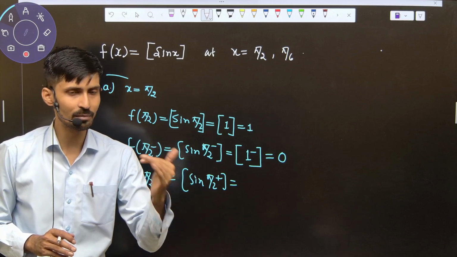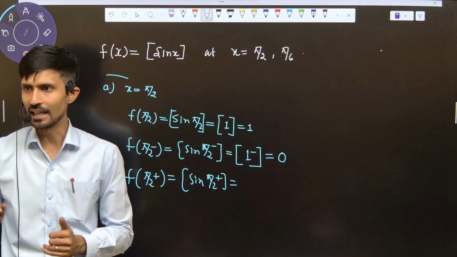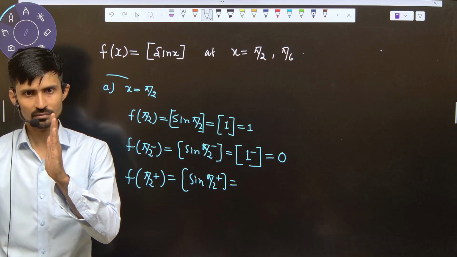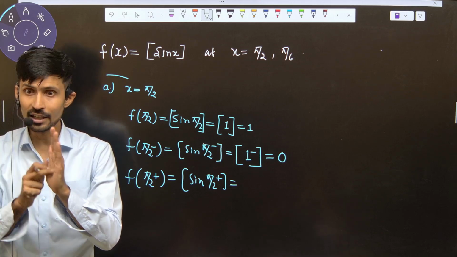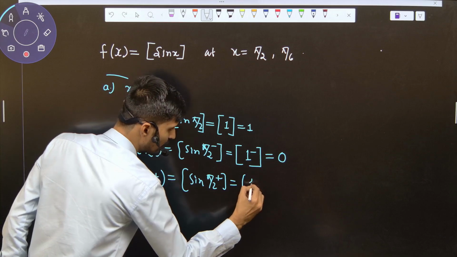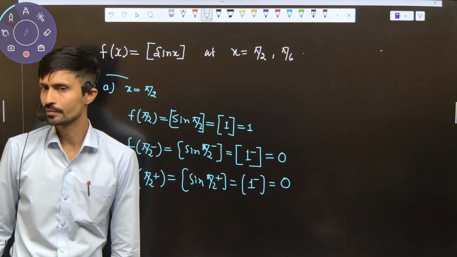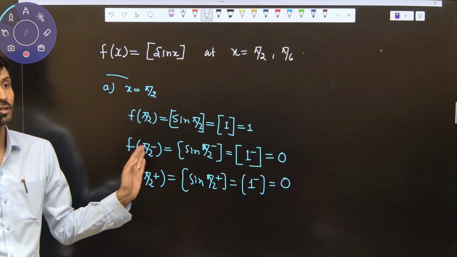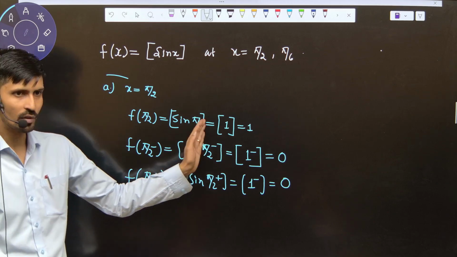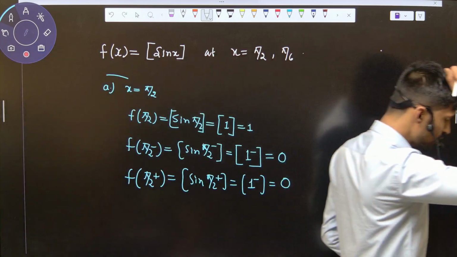How can a sine value be greater than 1? Sine value is less than 1, na? Minus 1 to 1, na? It means here also the sine value will be less than 1. That will be 1 minus and that will be 0. All three are equal? No. 0, 0, 1 are not equal, na? It means the function is discontinuous at x equals 90 degrees.